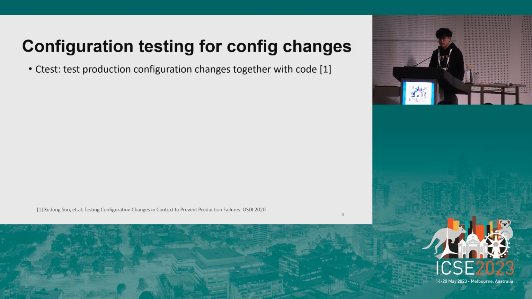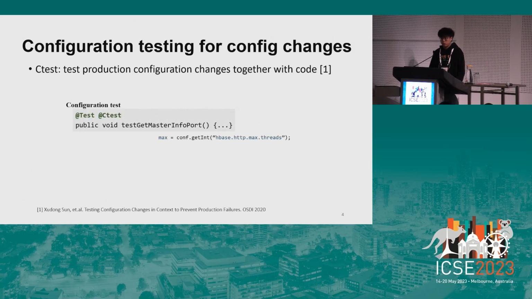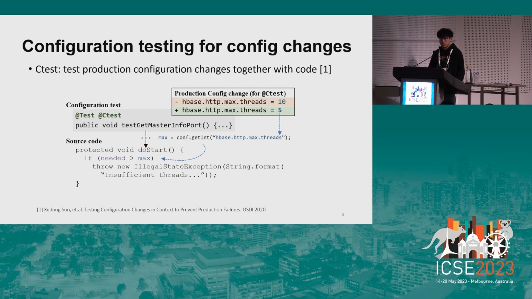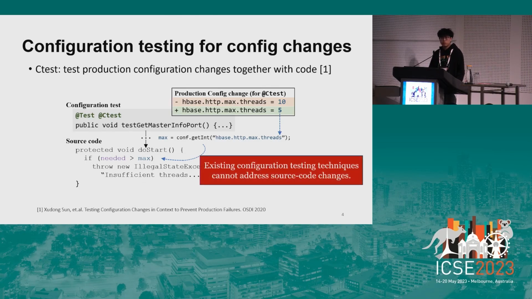So configuration testing was introduced to check production configuration changes together with code. The idea is to use a C-test, a configuration test that is parameterized by a set of configuration parameters, to check the production configuration and changes. Here is an example of a configuration test from the HBase project. This C-test takes a configuration parameter that controls the max number of HTTP threads as input and checks the production configuration changes of this parameter under source code. However, existing configuration testing techniques assume that there are only configuration changes and the code never changes.